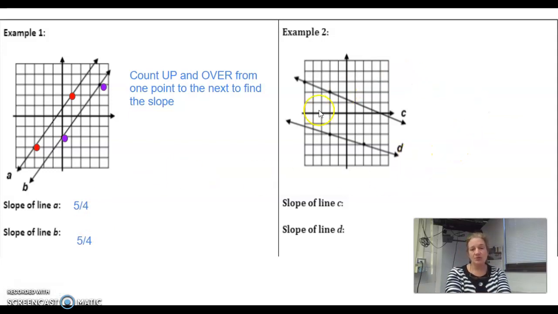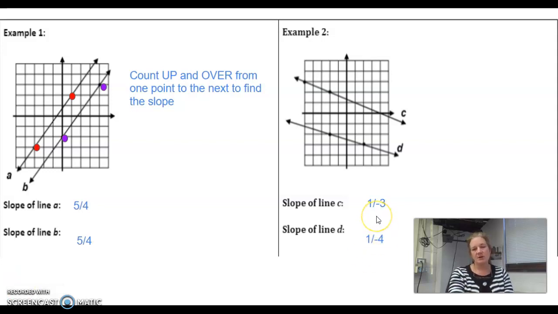For this one, you're going to do, oh wait, I do this one for you. So on this one, I'm going to start with line C, and I pick my points. I count up 1, and I go over 1, 2, 3, up 1, over 1, 2, 3. So my slope is 1 over -3 because I'm going to the left, so it's negative. If I check this one on line D, I go up 1 and over 1, 2, 3, 4. Oh, so that's actually 1 over -4. Are those parallel?